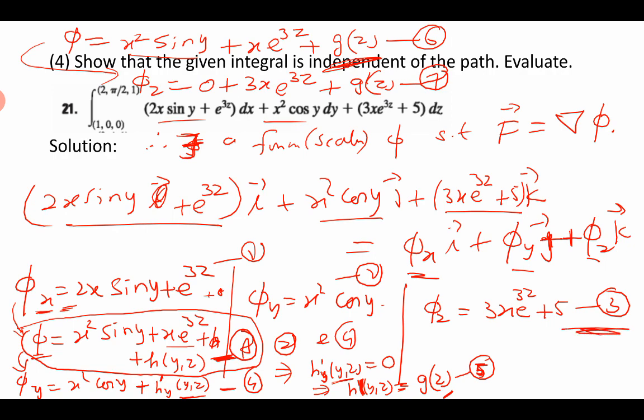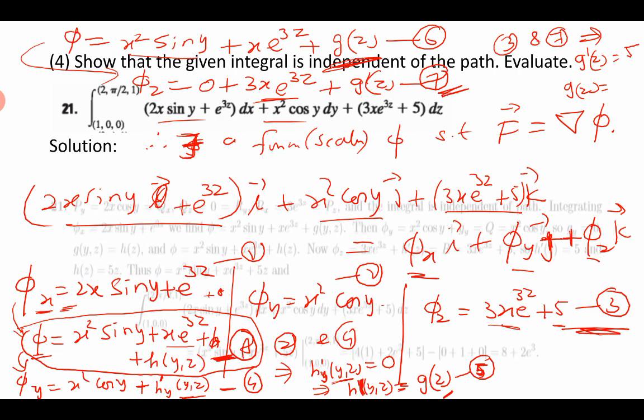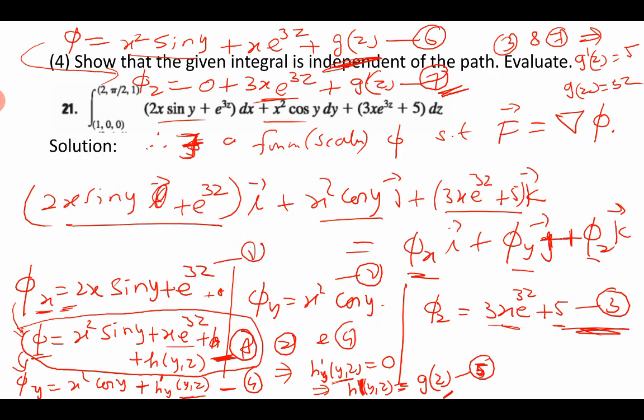Now compare 7 and 3. See, 7 is here, 3 is here. This term is available and there is g dash of z is 5. So what do you get? 3 and 7 give g dash of z is equal to 5. Therefore integrate it. G of z is 5 times z. So we got g of z. This is our equation number 8.